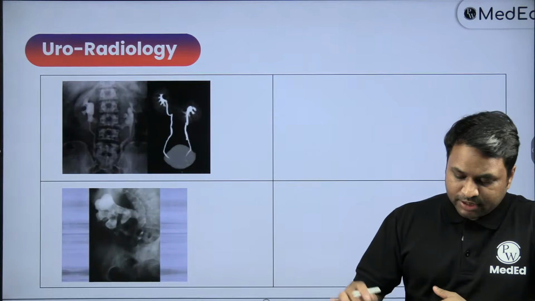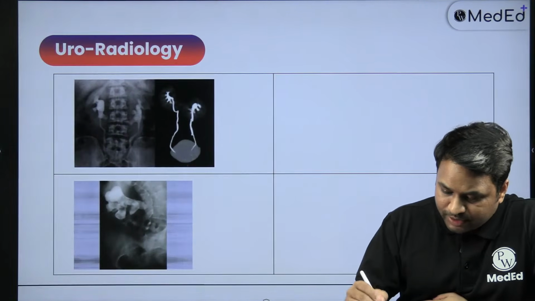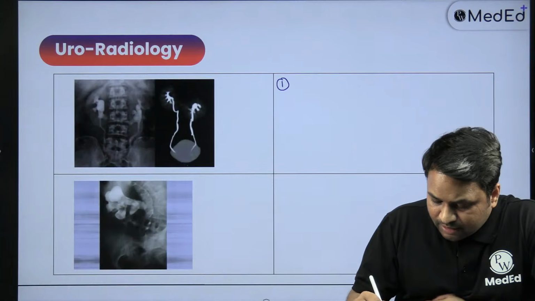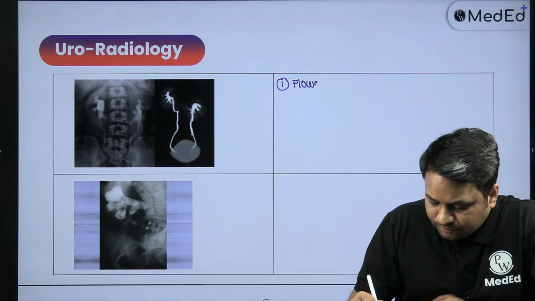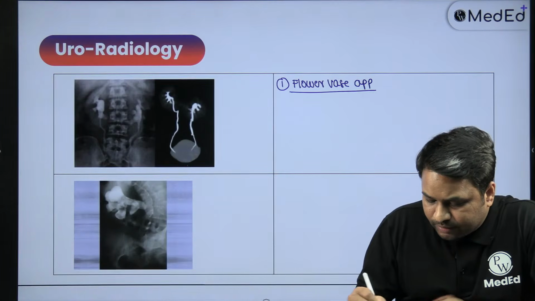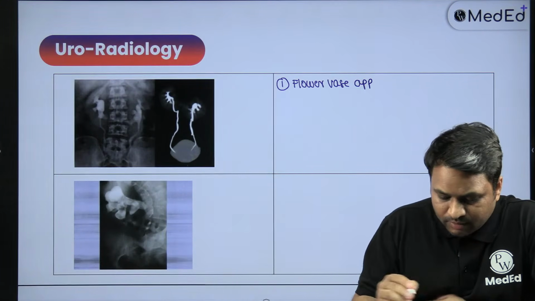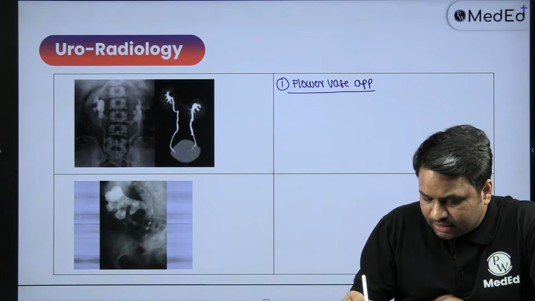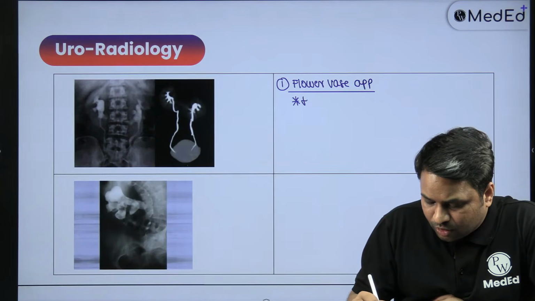Now, in uro-radiology, the important images, the first one that you can see is a flower vase appearance. The flower vase appearance is seen in horseshoe kidney.